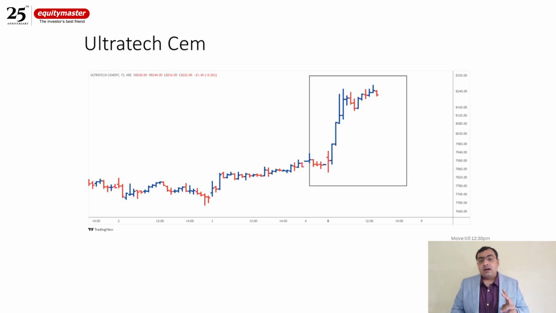Look at the second, Ultratech Cement, which was from the scanner. Again, a similar structure, bought at open, and it went on to go higher and higher.